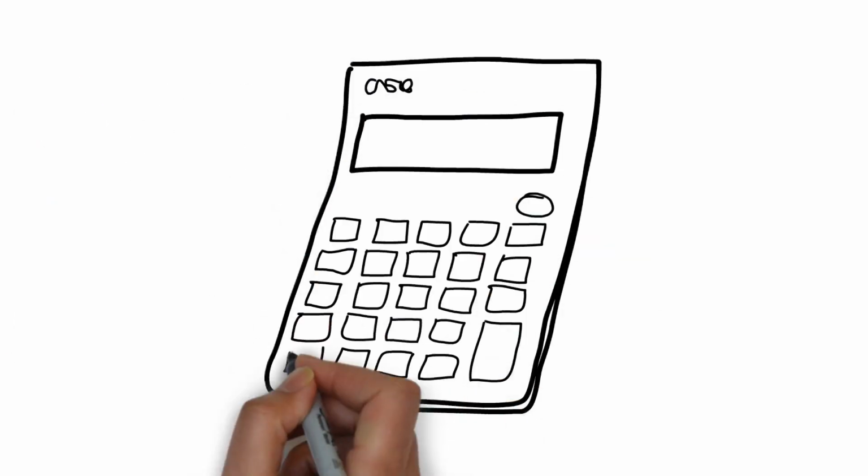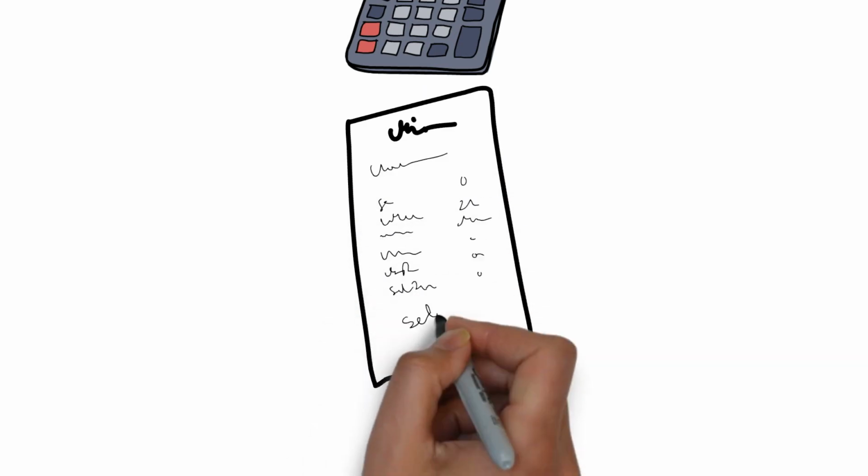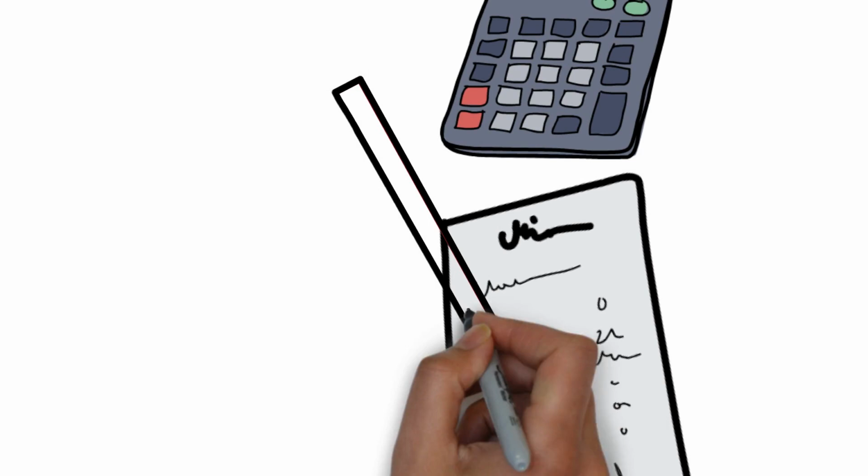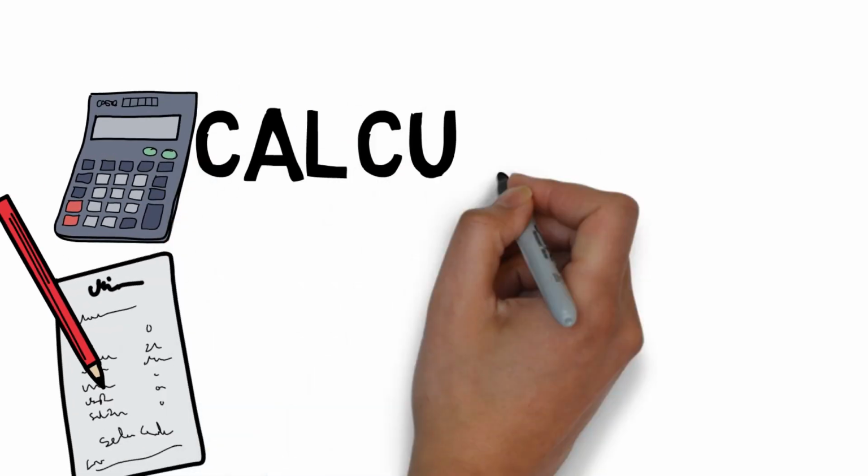The boy finally calculates the weight of ashes in the pot. Calculate is a close word to calcium, which is the 20th element.